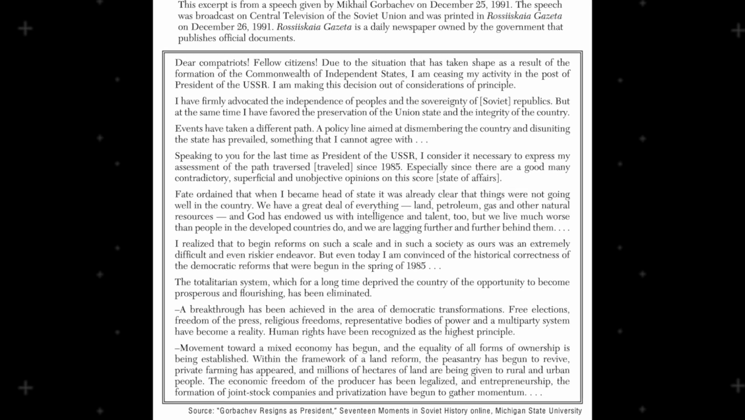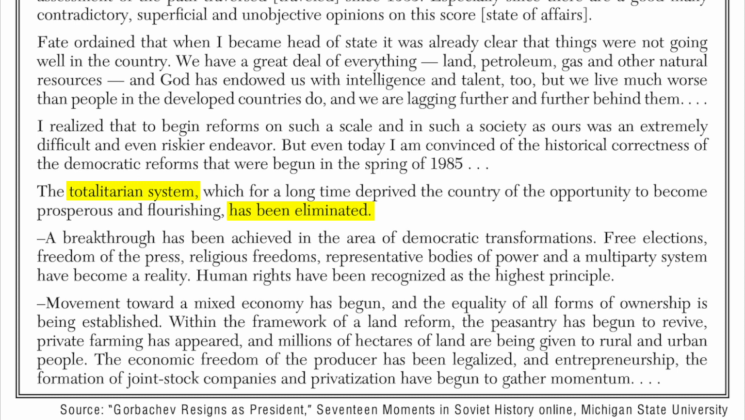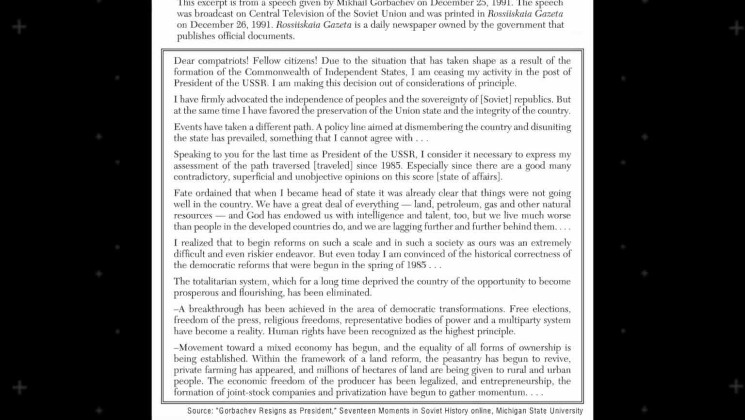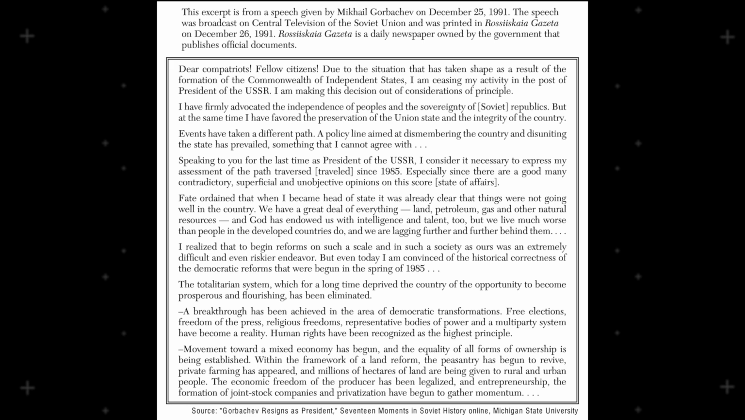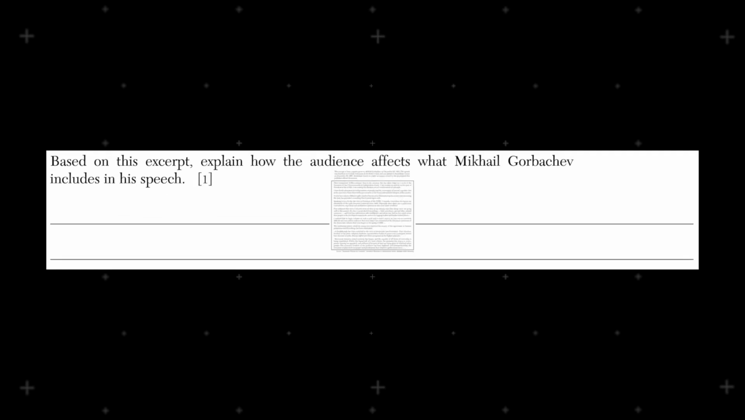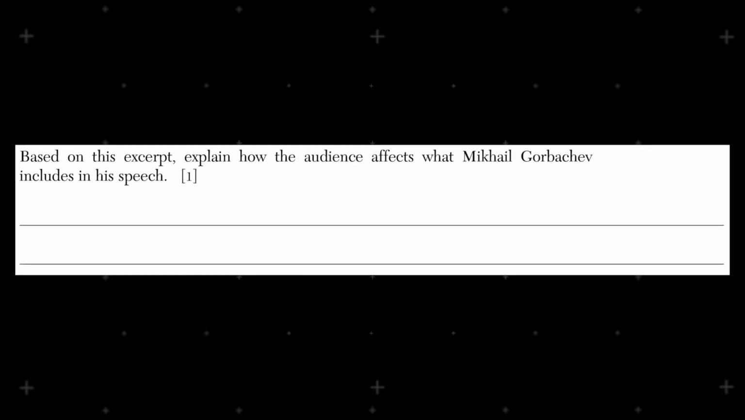For example, he mentions that totalitarianism has been eliminated, and new social, political, and economic freedoms have become a reality. If the question associated with this document was asking about Gorbachev's purpose, to me, this reads like he's trying to convince his people that his presidency was not a failure. So let's get back to the question we are tasked with answering. Explain how the audience affects what Mikhail Gorbachev includes in his speech. Let's answer this question together.